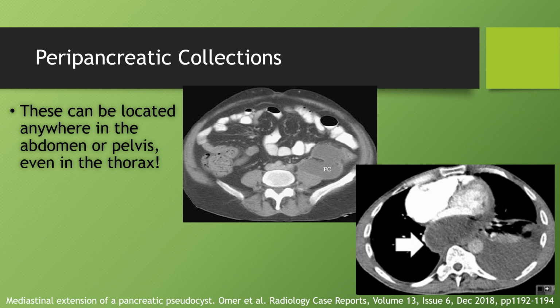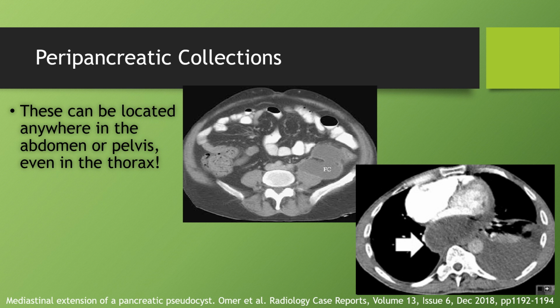It's most common in the abdomen and pelvis, but they can be even in the thorax. And so the first image, the one on the left, shows a collection in the left lower quadrant. It's very common for these pseudocysts and areas of walled-off necrosis to travel south down to the pelvis. It really likes the anterior and posterior pararenal spaces.